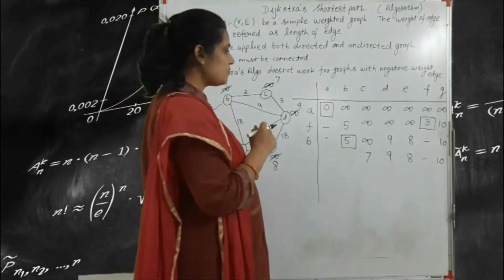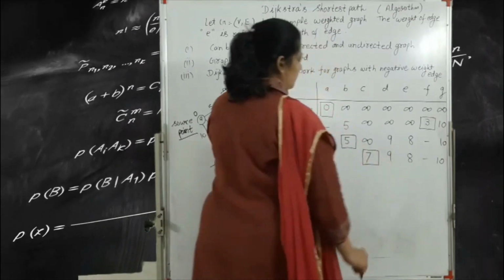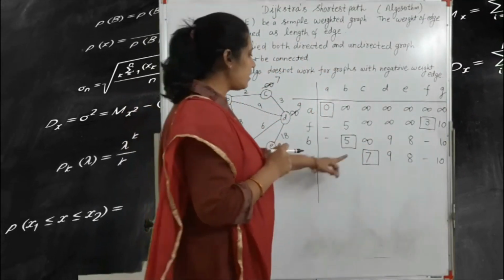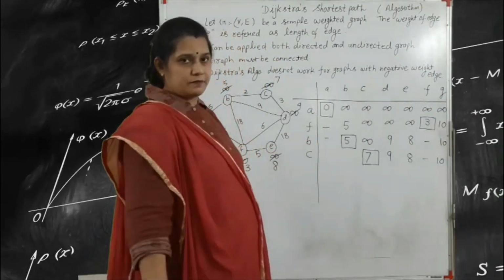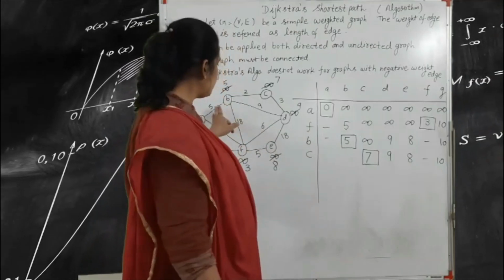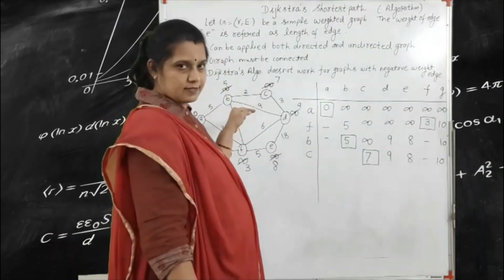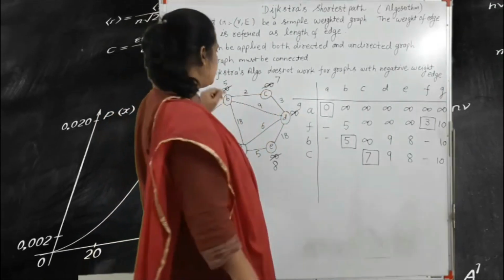Okay, so next is what? Again we consider the minimum value. The minimum value is 7, and 7, according to our vertex, is C. So we write here C. Got it? So according to your graph, you check the C vertex. Okay, so your C vertex is here.